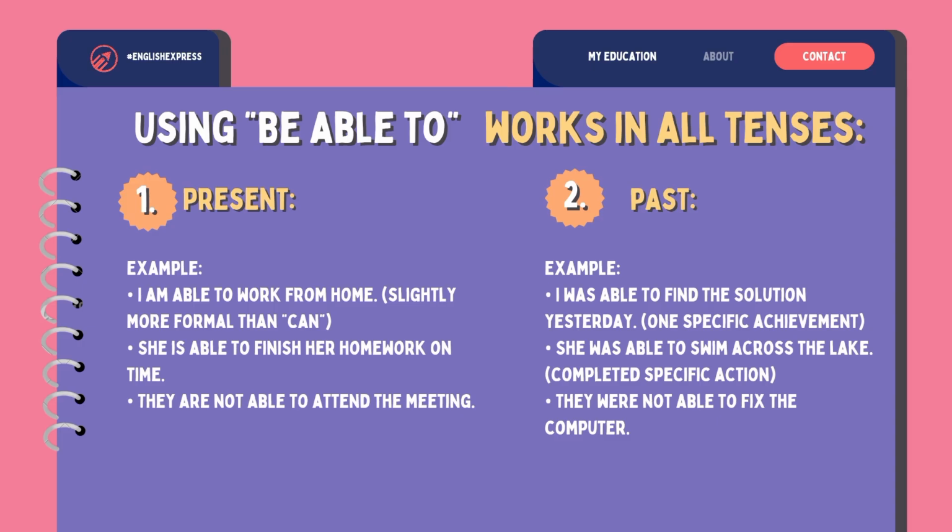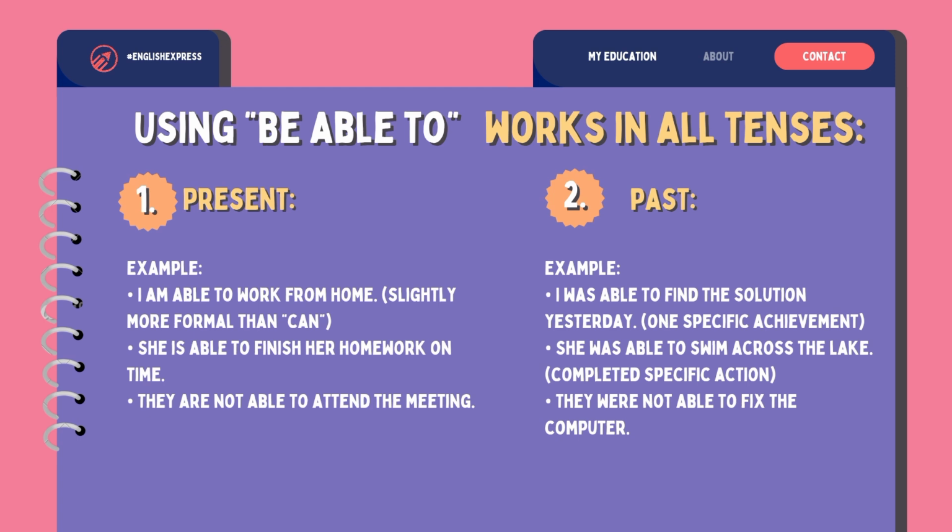And the last one is using be able to. Be able to works in all tenses. And we use be able to in a formal situation. Okay, the first one in the present tense. For example, I am able to work from home. Slightly more formal than can. Okay?